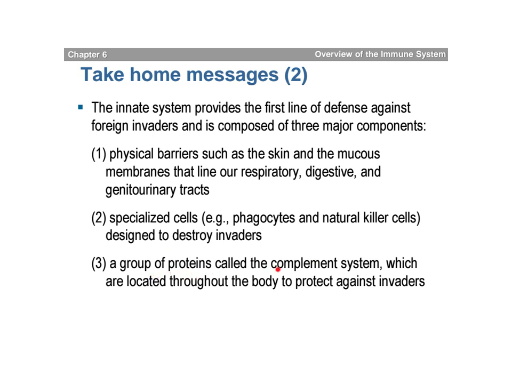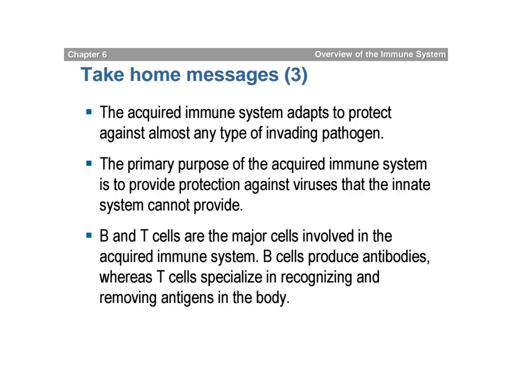Finally, there's a group of proteins called the complement system, which are located throughout the body and help to protect against invaders. And we talked about how this complement system can work together with antibodies very effectively to destroy invading cells such as bacteria. Now, as we mentioned, there's a problem with the innate immune system, which is that it's really not very effective against viruses. And so you have a second system called the acquired immune system. This system adapts to protect against almost any type of invading pathogen.